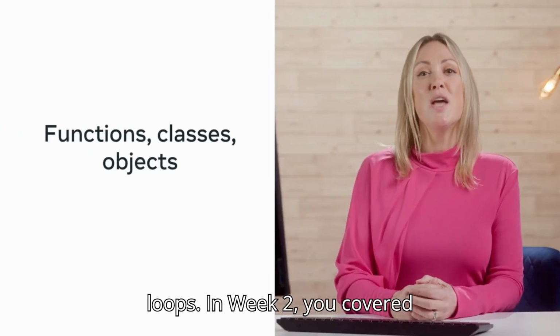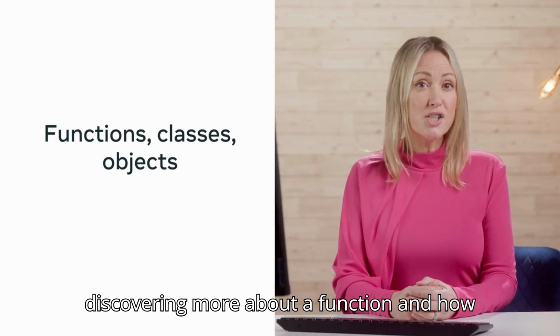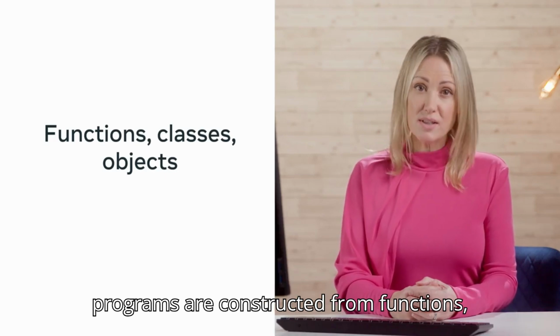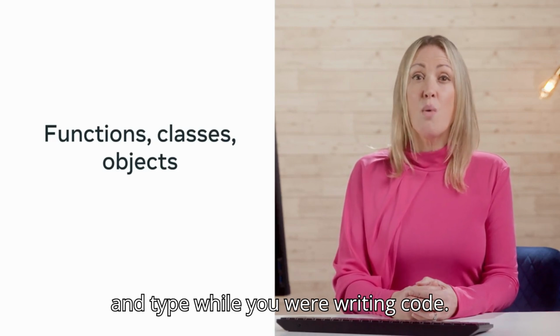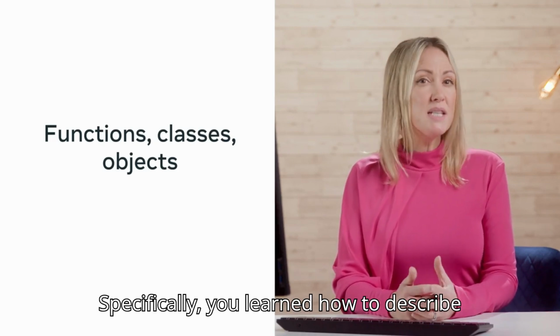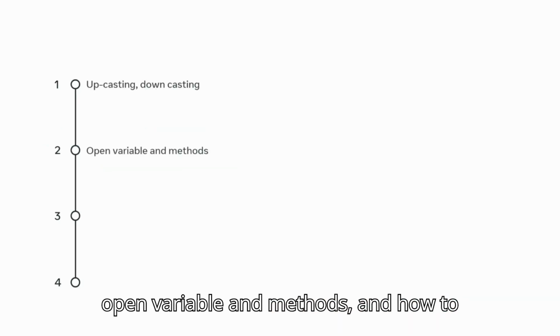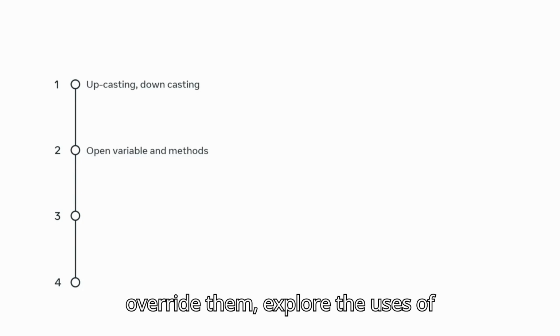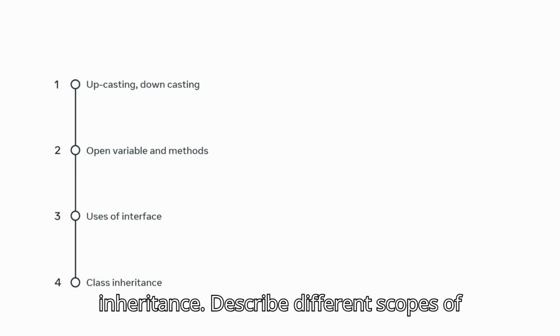In week 2, you covered functions, classes, and objects, discovering more about a function and how programs are constructed from functions, as well as how to use a class, object, and type while you are writing code. Specifically, you learned how to describe upcasting and downcasting, explain the open variable and methods and how to override them, explore the uses of interface, and describe class inheritance.